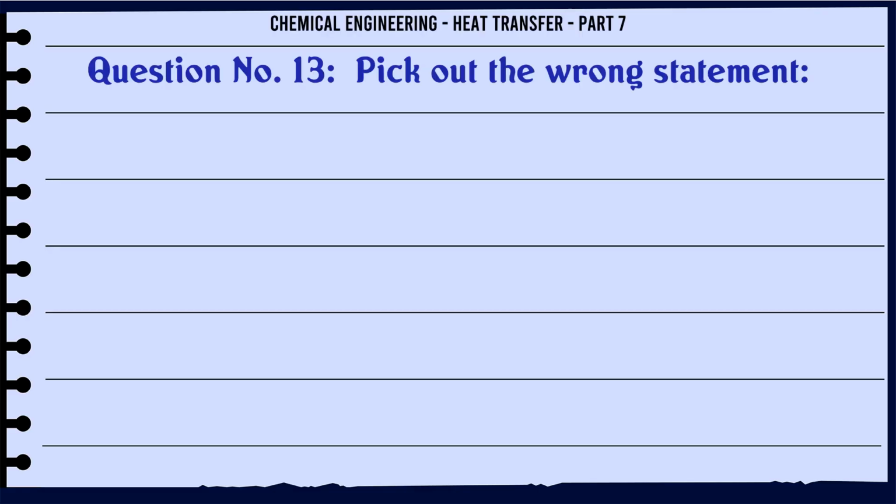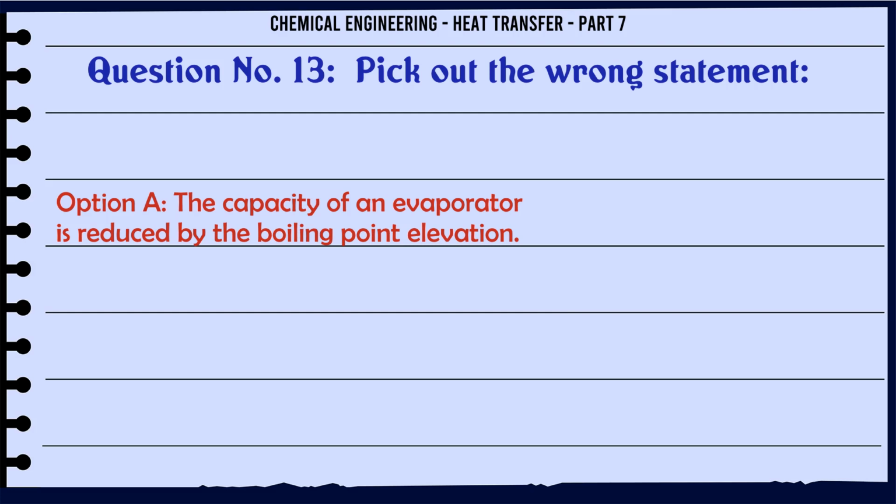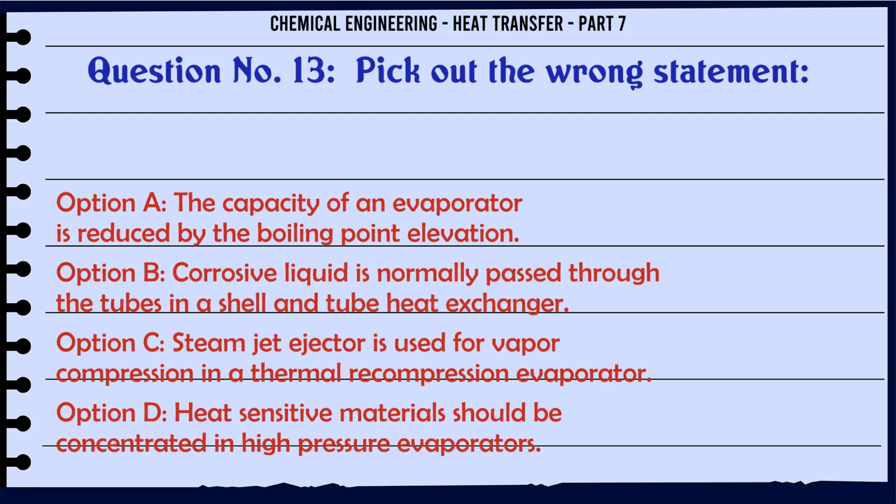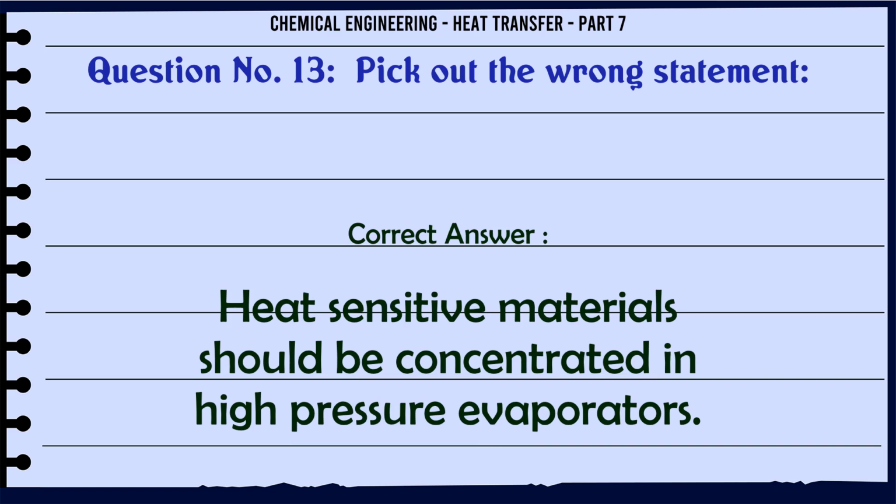Pick out the wrong statement. A. The capacity of an evaporator is reduced by the boiling point elevation. B. Corrosive liquid is normally passed through the tubes in a shell and tube heat exchanger. C. Steam jet ejector is used for vapor compression in a thermal recompression evaporator. D. Heat-sensitive materials should be concentrated in high-pressure evaporators. The correct answer is heat-sensitive materials should be concentrated in high-pressure evaporators.